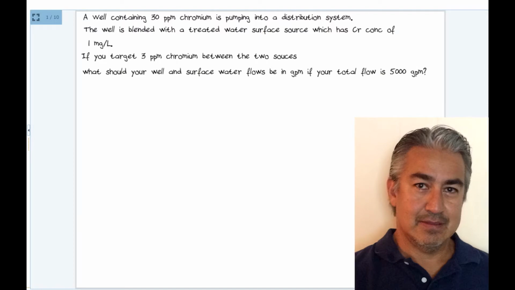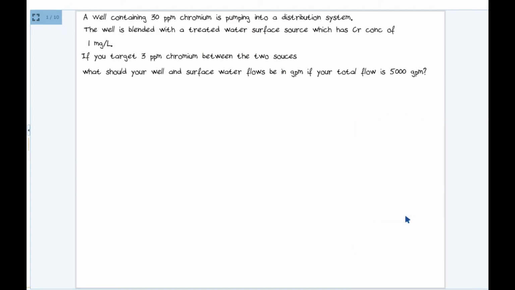The question reads like this. A well containing 30 parts per million chromium is pumping into a distribution system. The well is blended with a treated water surface source which has a chromium concentration of 1 milligram per liter. If your target is 3 parts per million chromium between the two sources, what should your well and source water flow be in gallons per minute if your total flow between the two sources is 5,000 gallons per minute? I read a little bit more into that for you.